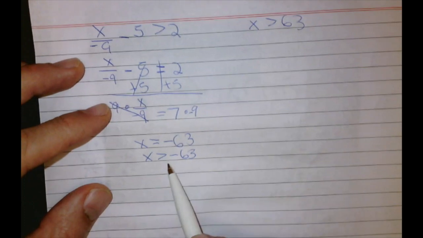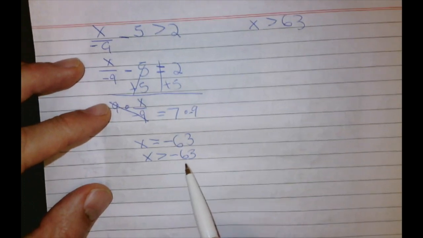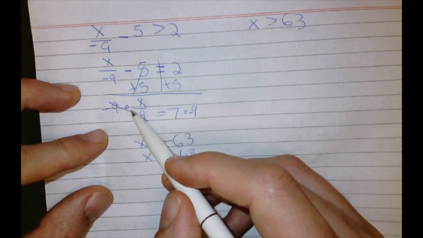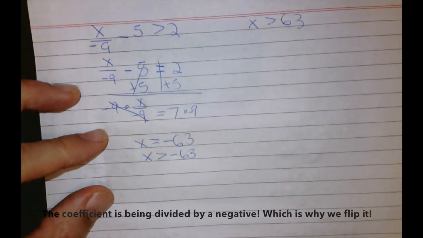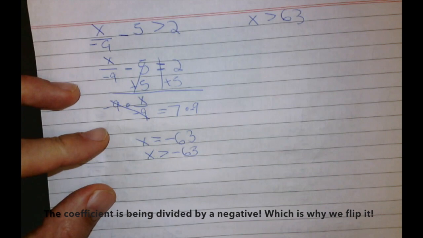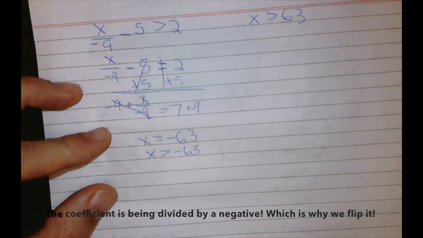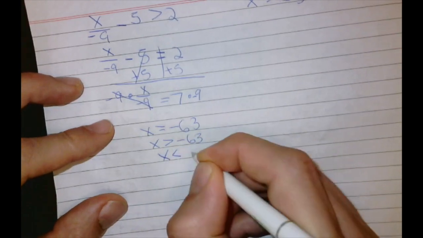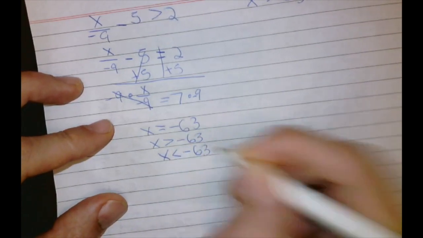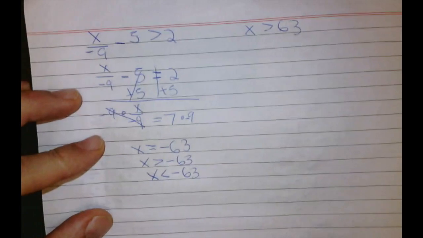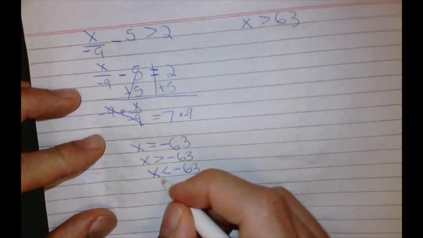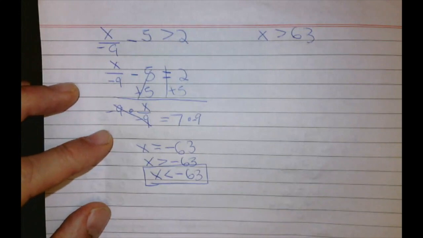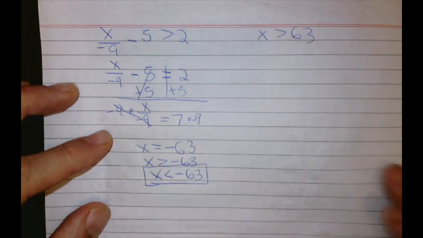Well, also remember that when we have x is greater than negative 63, we divide by a negative. And if you remember from our previous lesson, if you divide by a negative when you're doing inequalities, you have to flip the inequality sign. So our answer then changes to x is less than negative 63. So our answer is x is less than negative 63.